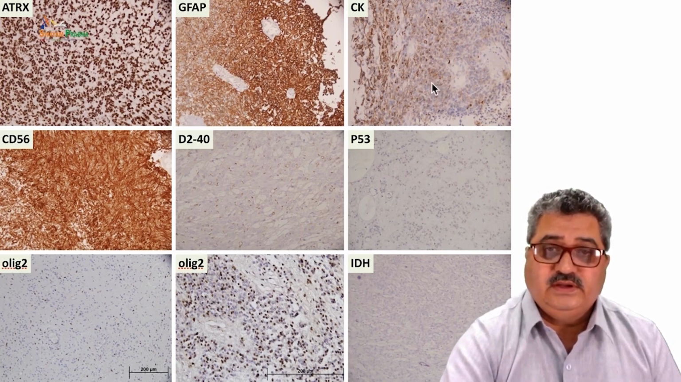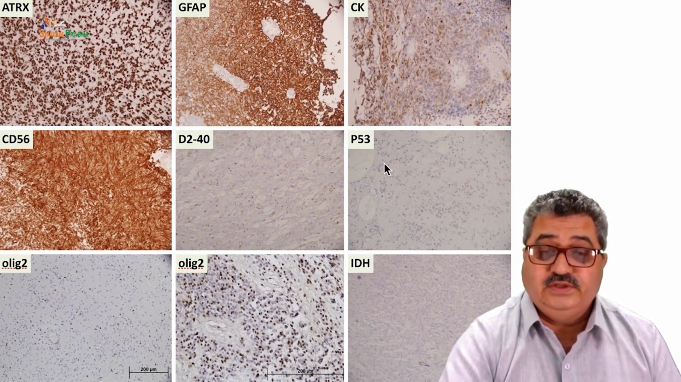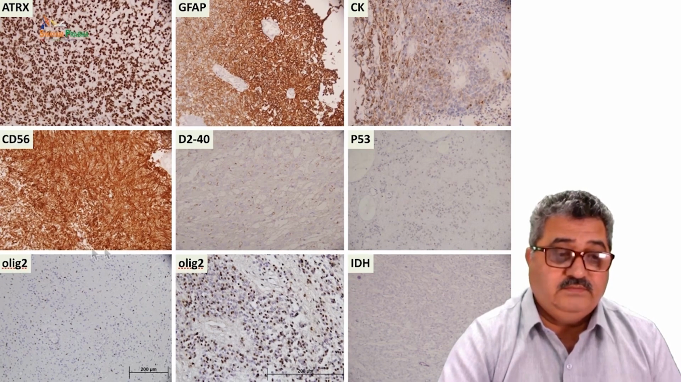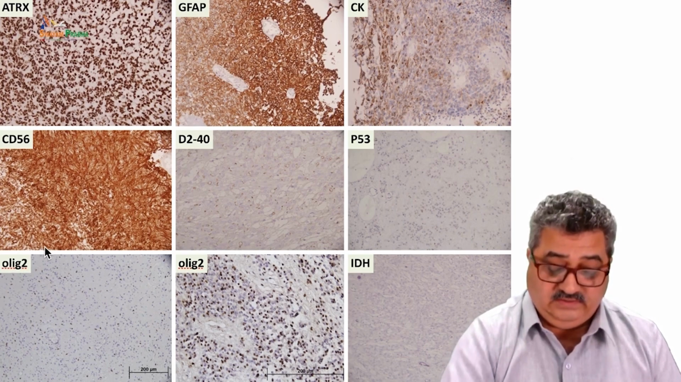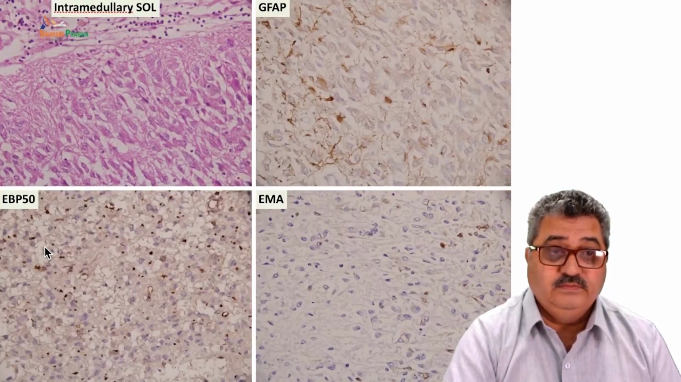Some ependymomas can show cytokeratin positivity. They are usually negative for p53 and IDH1. Now, OLIG2 is a relatively good marker for ependymoma. It is very focally positive, or it may be negative in ependymomas as compared to astrocytic and oligodendroglial tumors.